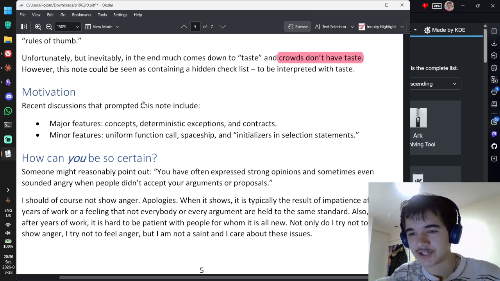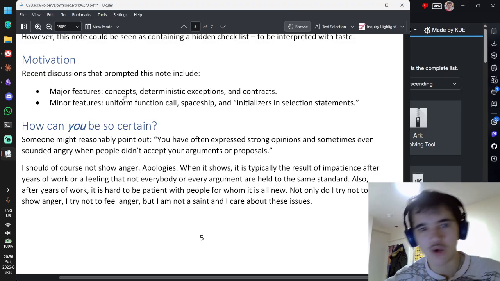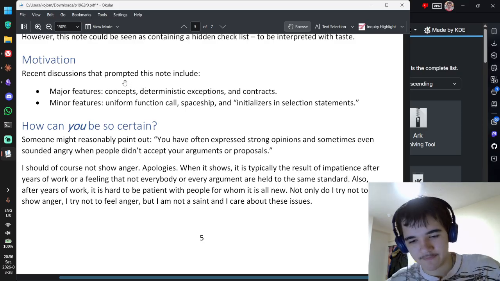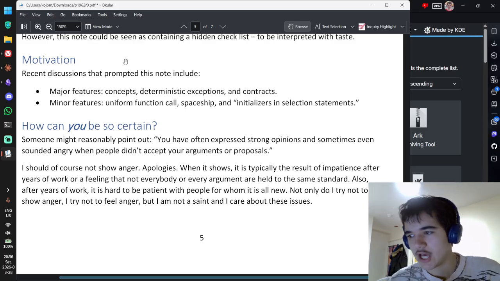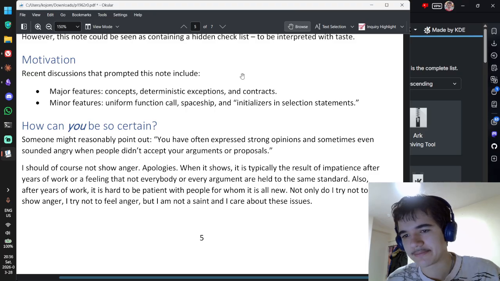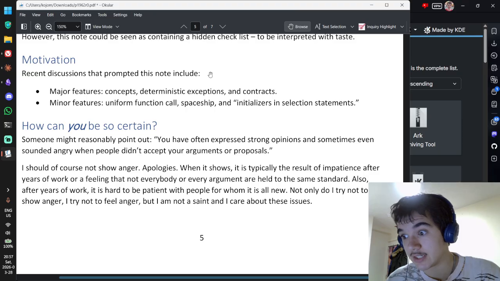I don't know. Recent discussions that prompted this note include major features: concepts, deterministic exceptions, and contracts. Yo, concepts, shout out. This was 2019. Yeah, I keep forgetting how recent concepts are. They really are just cool. Deterministic exceptions. When are they stochastic? And contracts. Contracts are part of concepts, I think. Minor features: uniform function call, spaceship, which is the equality thing. Not equality, ordering operator, and initializers in selection statements.